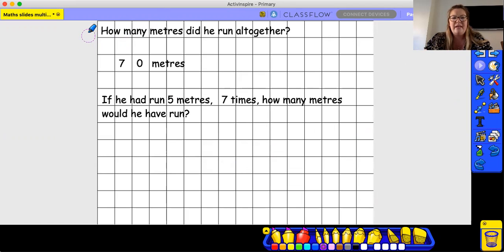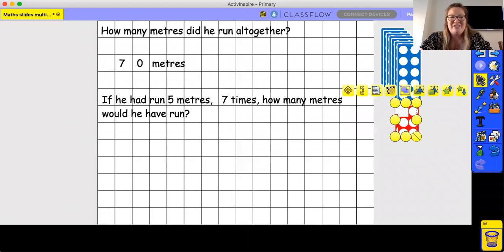We now know that he ran 70 metres altogether. But if he ran 5 metres 7 times, how many metres would he have run? Pause the video now and talk through this with your adult. Welcome back, Year 2, and very well done if you've managed to work that one out. We're now going to work together to prove our answer.